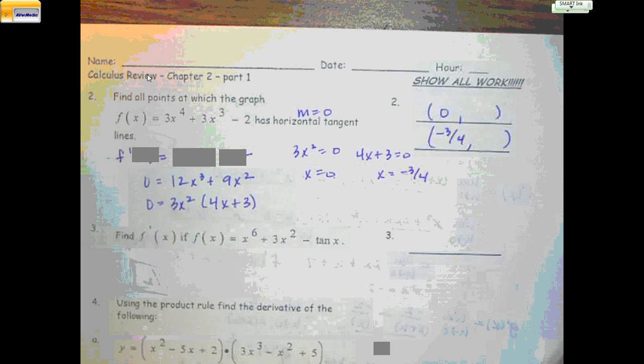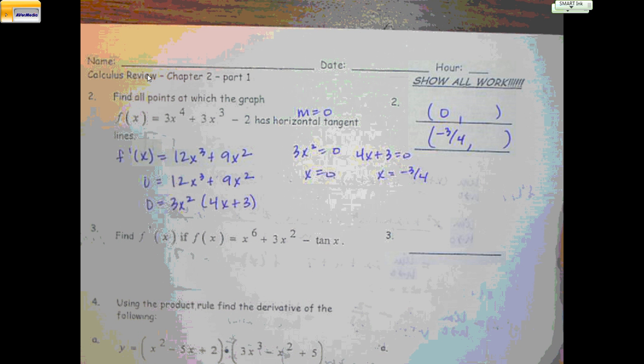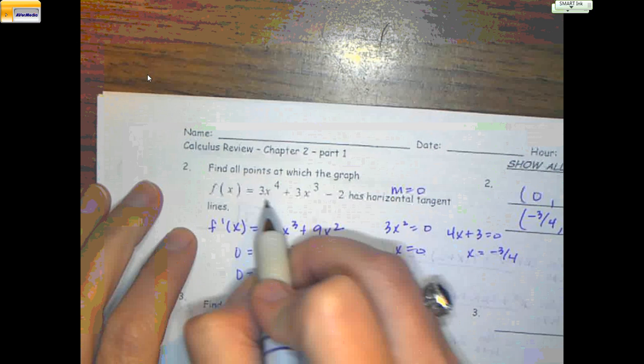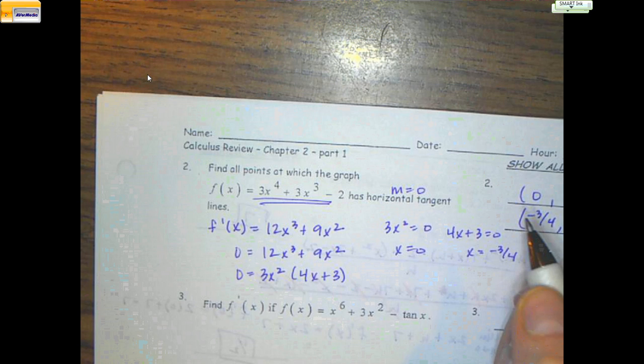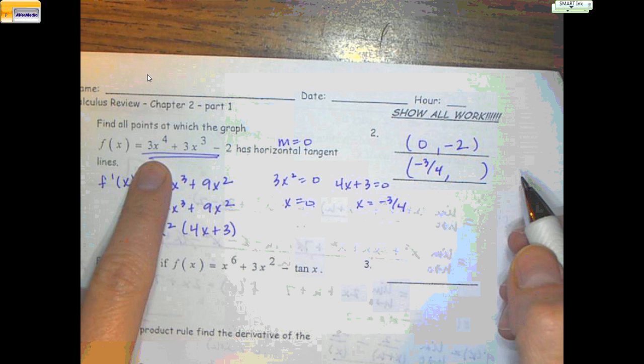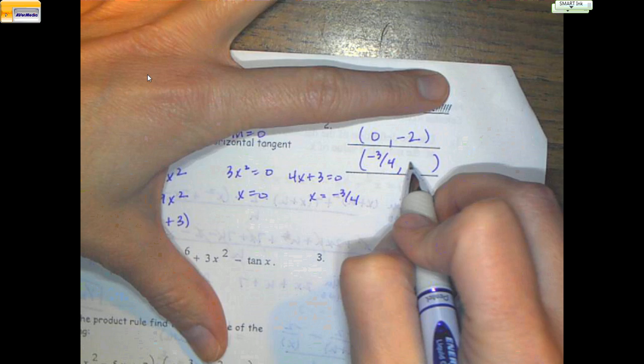Do I plug it into the original or the derivative? Does it matter? Into the original. I'm going to go back into the original because we're looking for the point on this graph that has a slope of 0. So that's why we plug it back into that one. If you put a 0 in for x, you get -2. I would use my calculator to type in -3/4, and you get -2.3-ish.